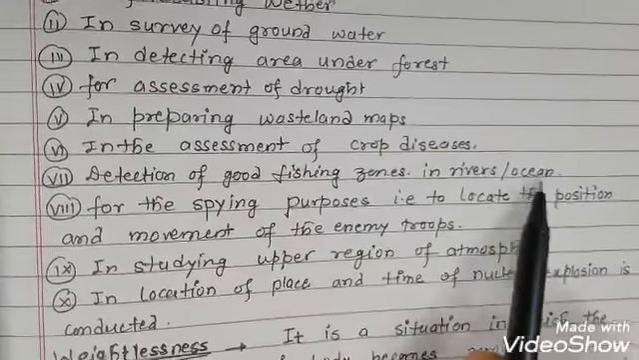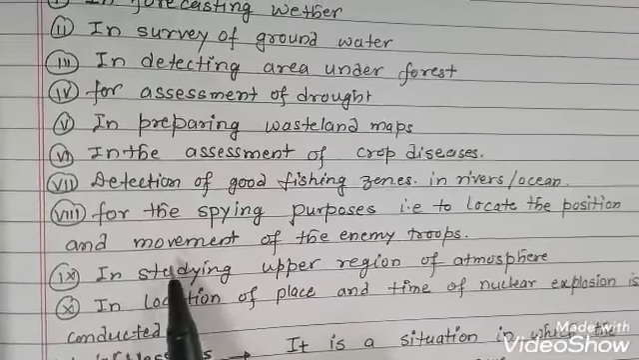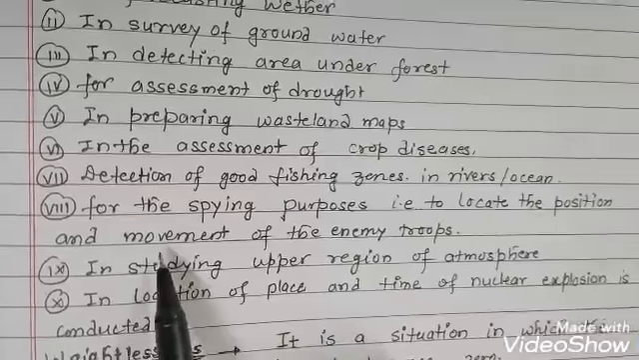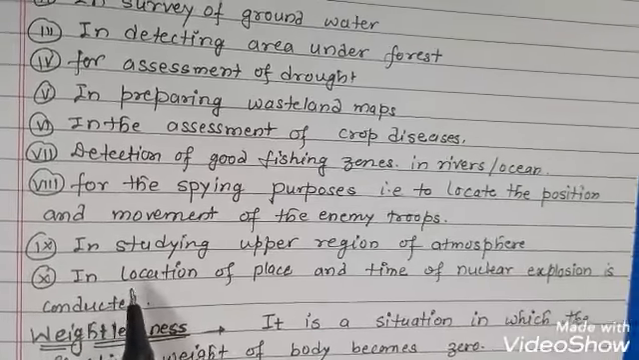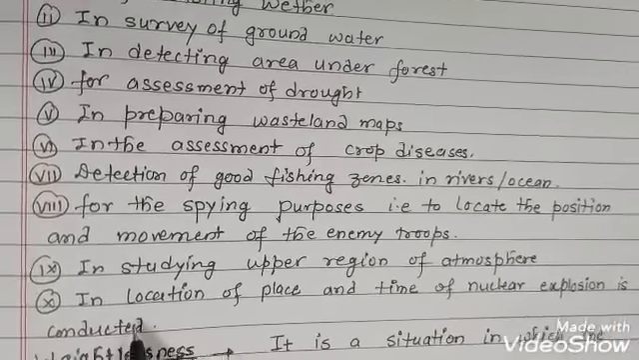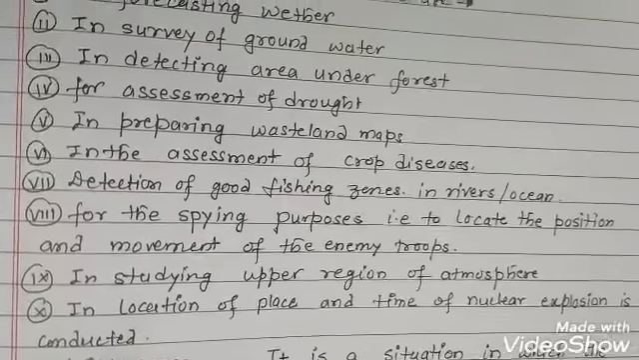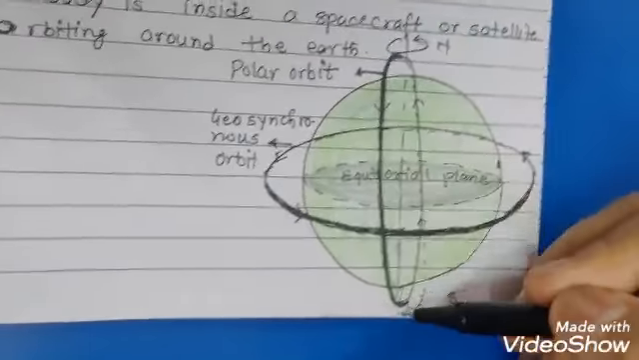and for the spying purpose, that is to locate the position and movement of the enemy troops, in studying upper region of atmosphere, and in location of place and time of nuclear explosion conducted. Here you can see that about the polar satellites, it revolves around this orbit.